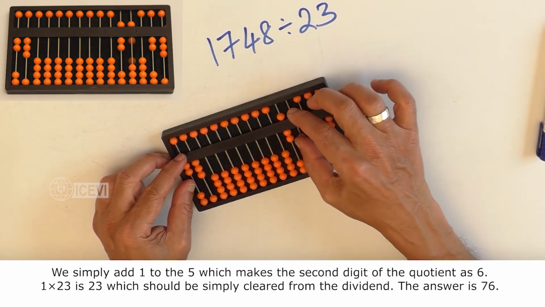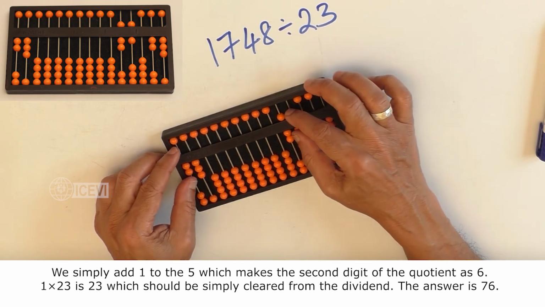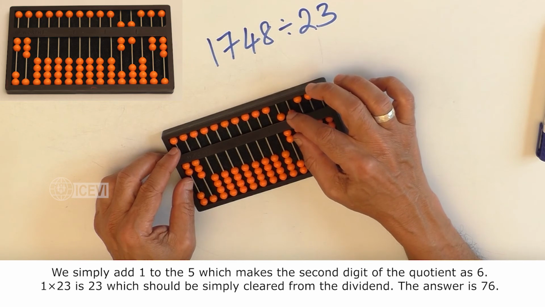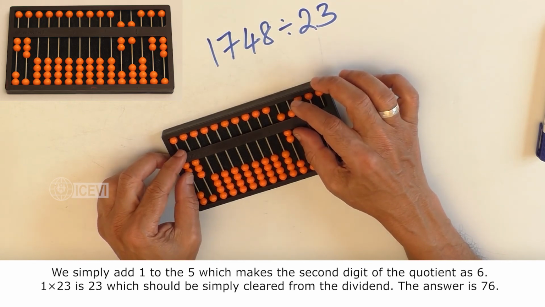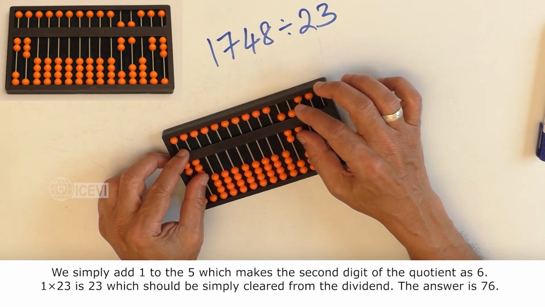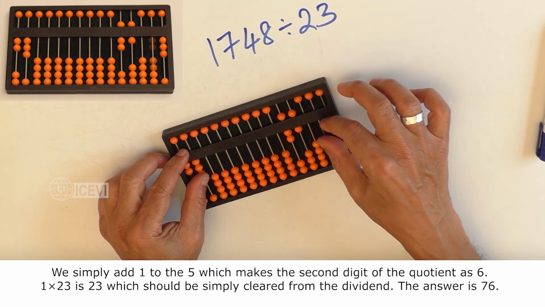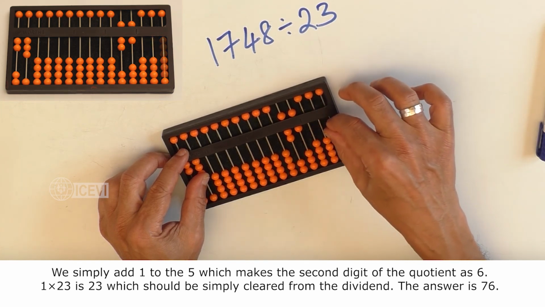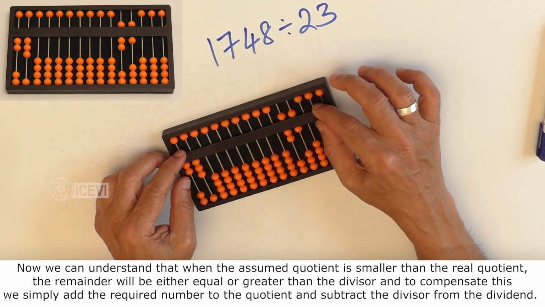We simply add 1 to the 5, which makes the second digit of the quotient as 6. 1 multiplied by 23 should be simply cleared from the dividend. The answer is 76.